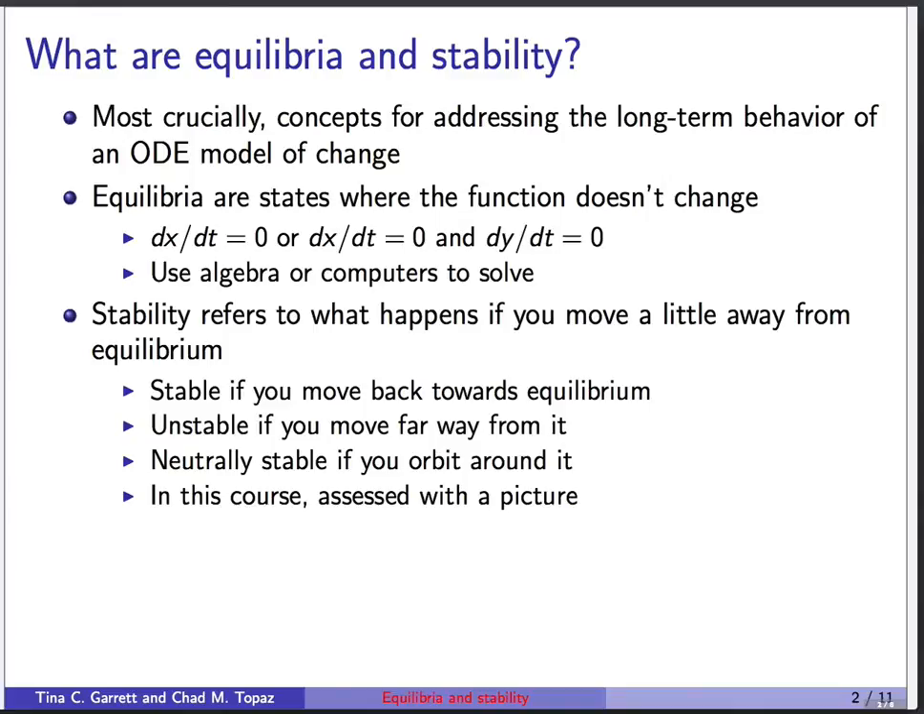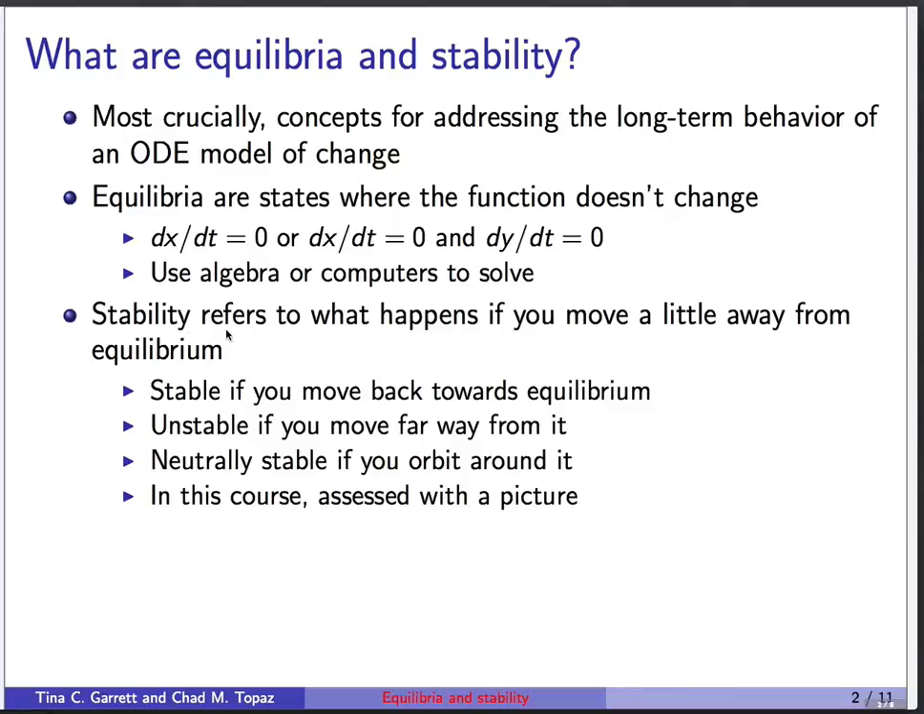In short, equilibria are states where the function or functions don't change anymore, which means that if your dependent variable is x of t, the derivative is 0. Or if you have a system of equations for x of t and y of t, they're both 0. I'll do an example of these later on, but basically you use algebra or a computer to solve those equations and find out for what values of x, or x and y, you have equilibria.